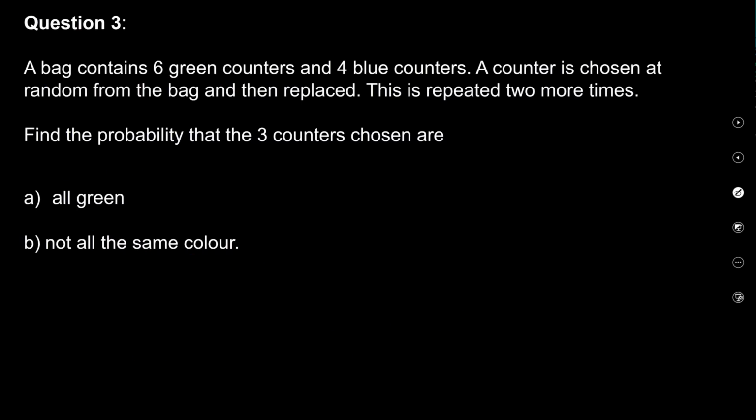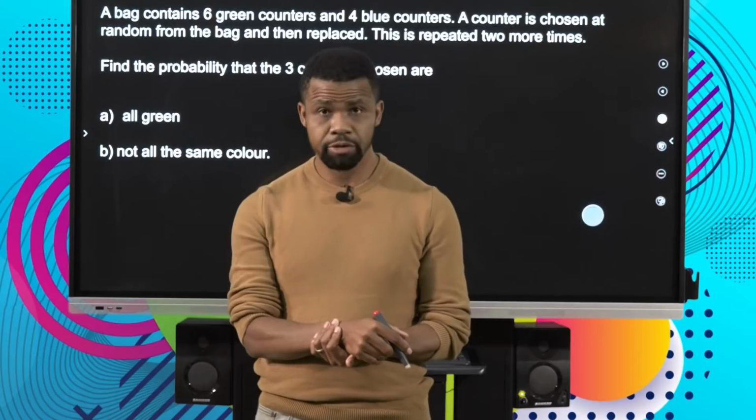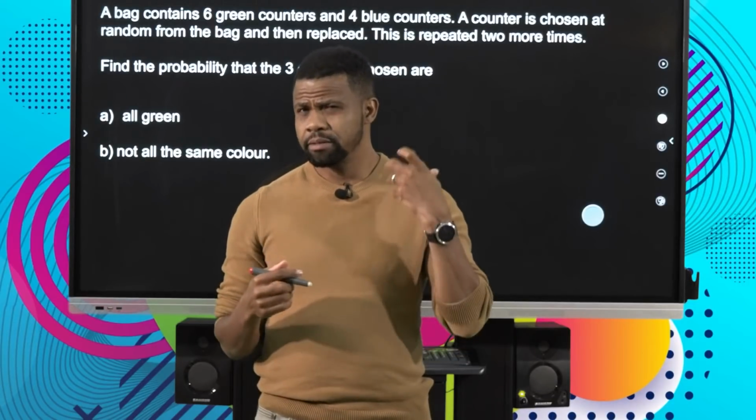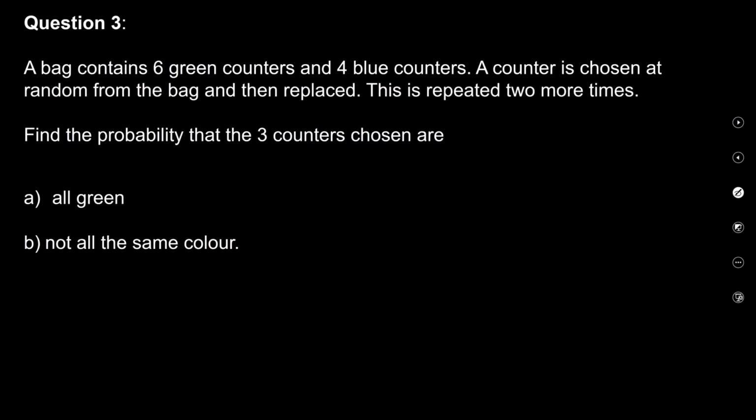Now, let's look at another question. This question is a bit different. I don't think it requires a Venn diagram, but it's very important to read and see what is required there. So this question 3: a bag contains 6 green counters and 4 blue, okay? So what do we have in total in that bag? We have 10 counters, because 6 are green and 4 are blue.